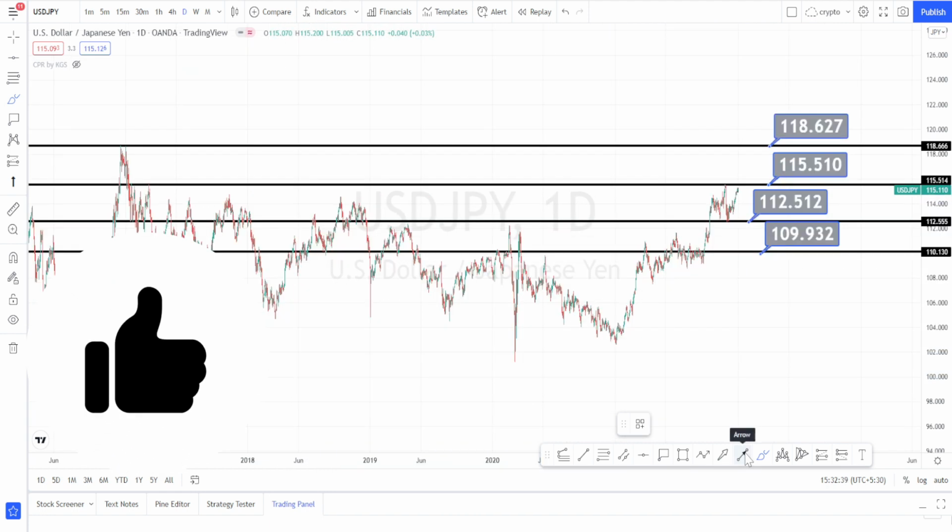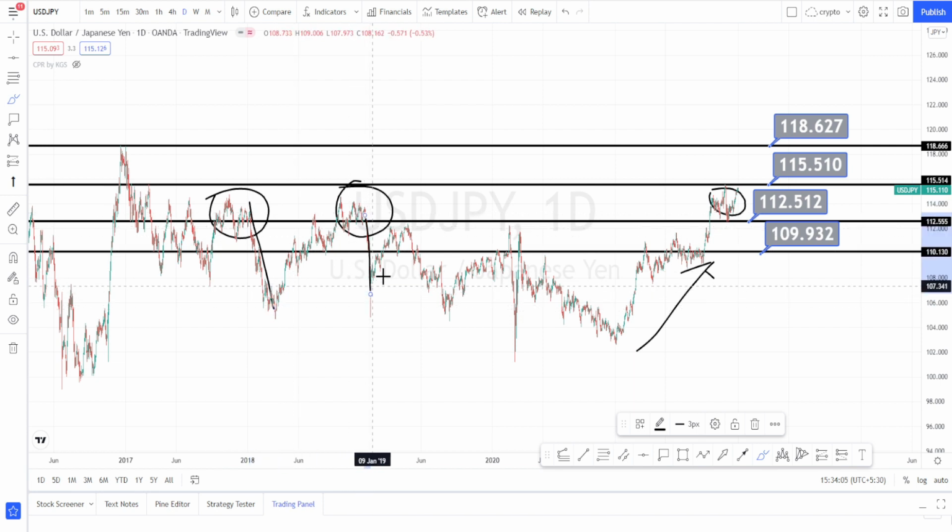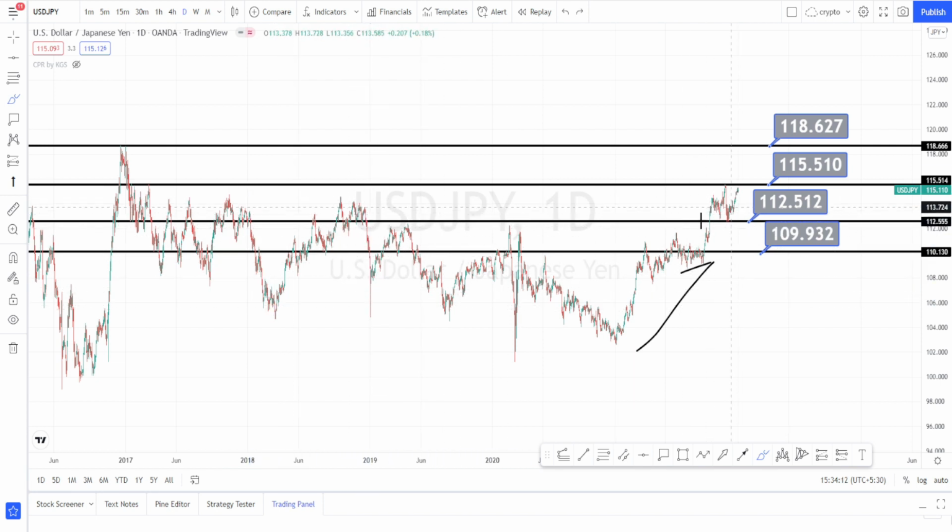And when we closely analyze the current price action, it is in a very nice bullish trend and it is trading between the resistance and support level of 115.510 and 112.512. And in the past, when we check the price action, whenever the price reaches this level, the price gets rejected and it has a very steep fall. Currently also when we notice a price action, it is trying to form a similar pattern.